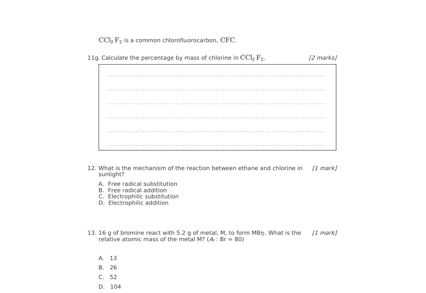11G, calculate percentage of mass of chlorine. So first I need to know what is the mass of the whole thing, and then what is the mass of the chlorine within that. Well, I have 2 atoms of chlorine. So 2 times 35.5. And then I'm going to divide that by, 4,5.